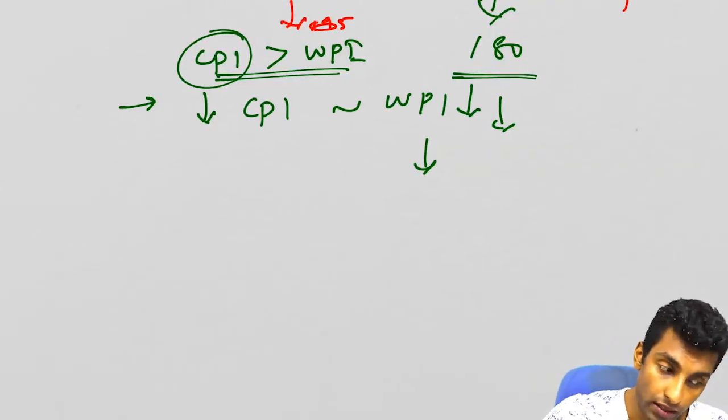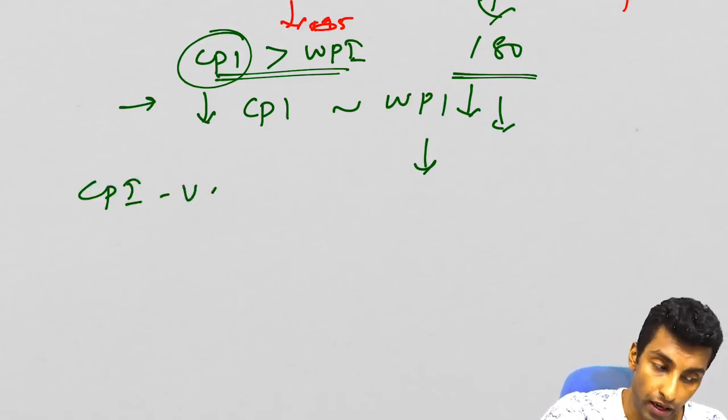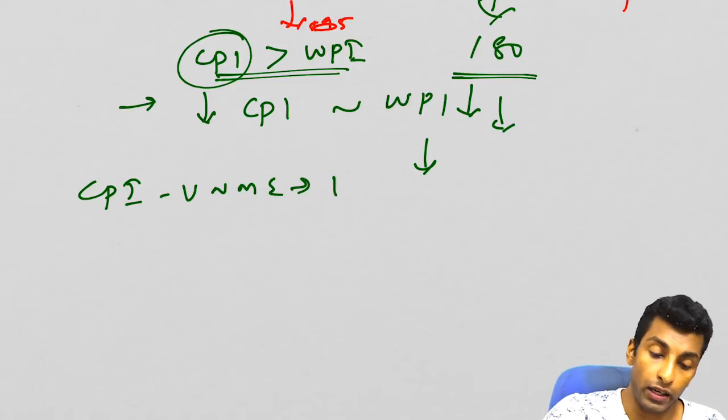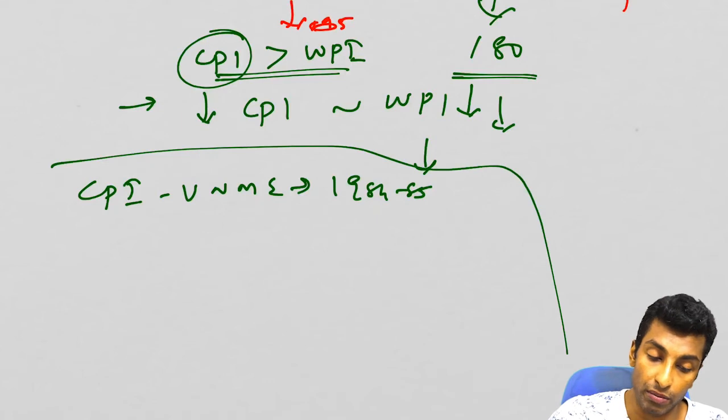Now what about this CPI urban non-manual employee? CPI urban non-manual employee, I'll tell you the base year: 1984-85. So there's a base year. You just need to remember the base year.